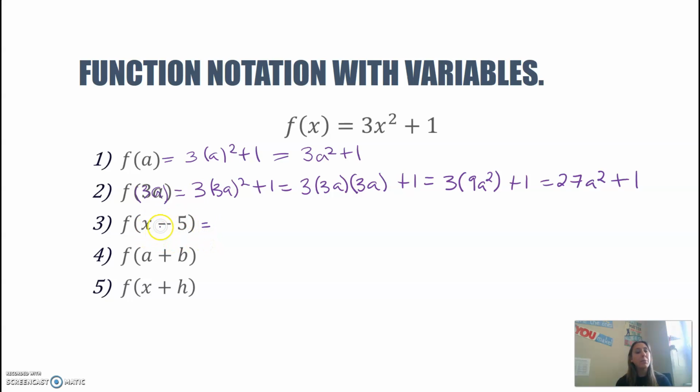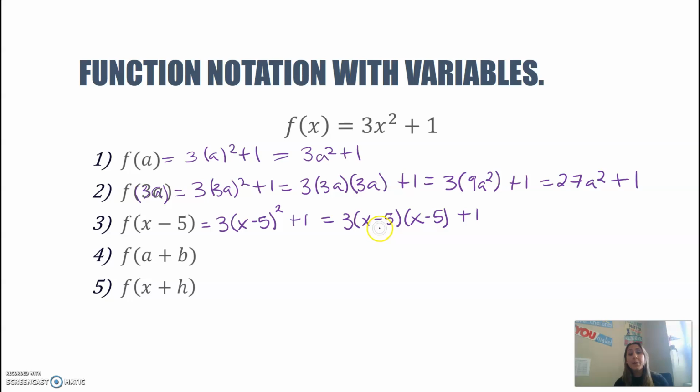If I were to put this in as my input, that means everywhere I see an x, I'm going to replace it. So I'm going to do 3, my x is right there, so times x minus 5 squared, and then I have plus 1. Well, again, just as a reminder, my squared means that that binomial is being multiplied twice. So I'm really looking at 3 times x minus 5 times x minus 5 plus 1.